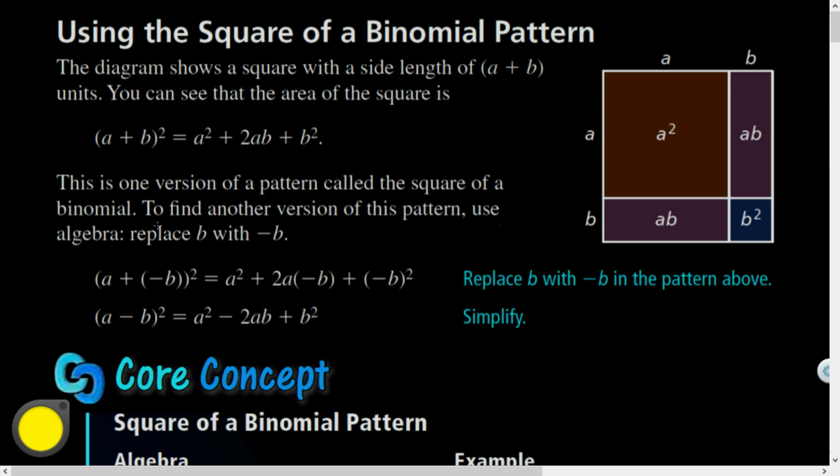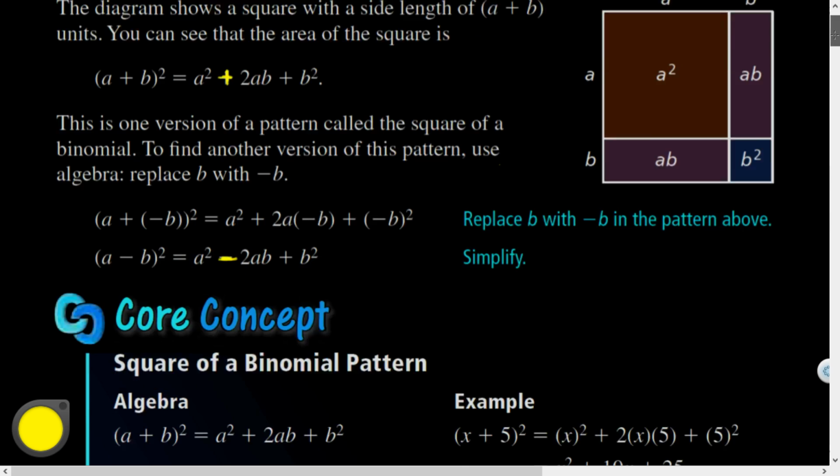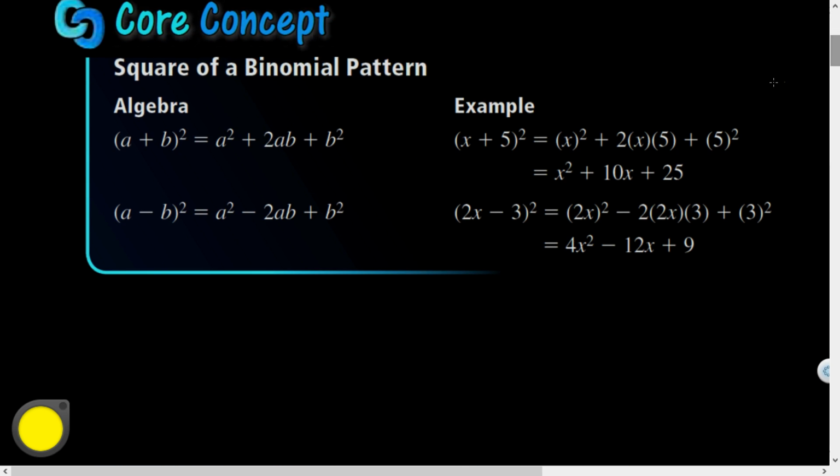You guys will need to know this one. To find another version of this pattern, use algebra and replace b with the opposite of b. And notice that if you do so, the only difference between one pattern and another is that this one had a plus sign for your middle term, and this one had a minus sign for your middle term.